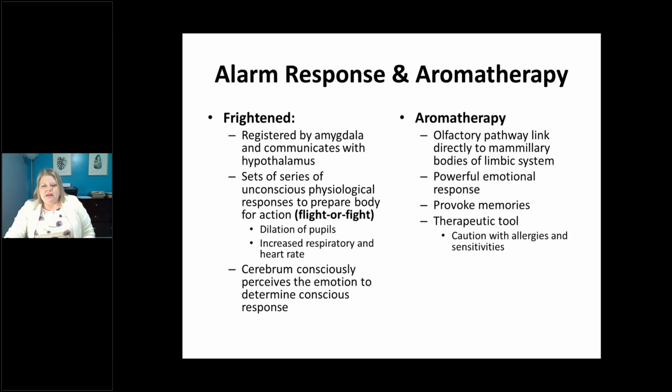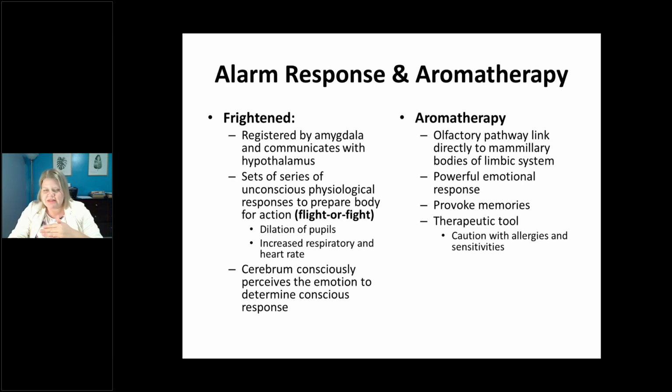So the alarm response and aromatherapy. We're going to touch more on the alarm response moving forward with the autonomic nervous system and even the endocrine system. But when an individual is frightened due to some surprise or some threat, it's going to be registered in the amygdala, and that communicates with the hypothalamus. This sets off a series of unconscious physiological responses to prepare the body for action in that flight or fight setting that we have.